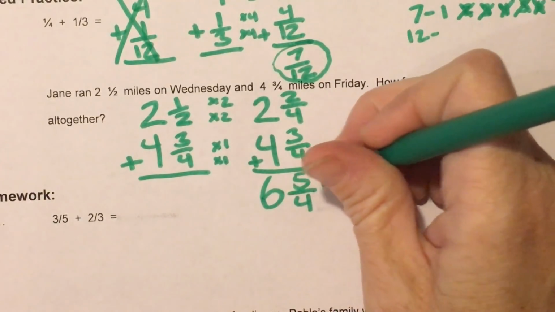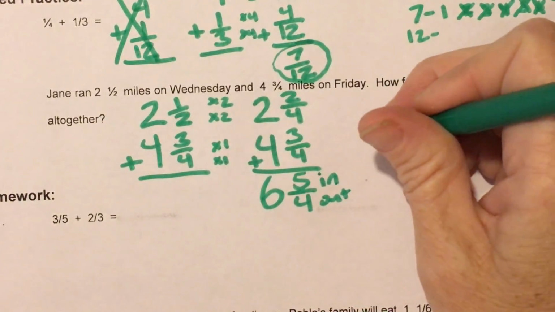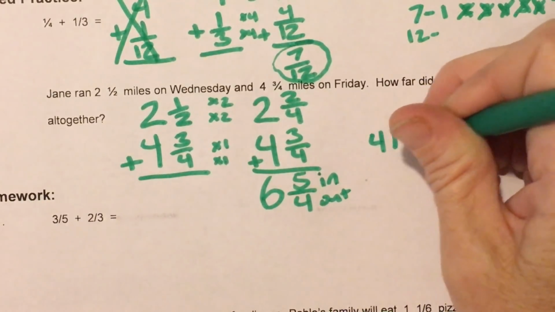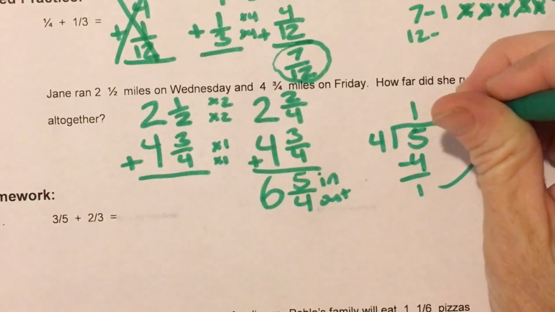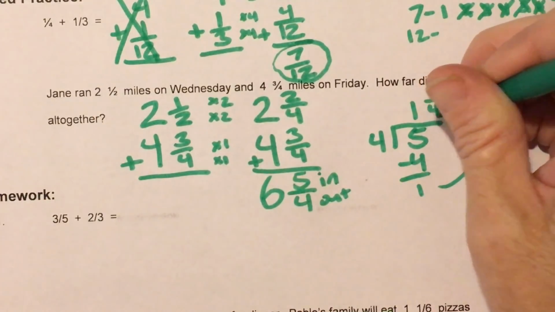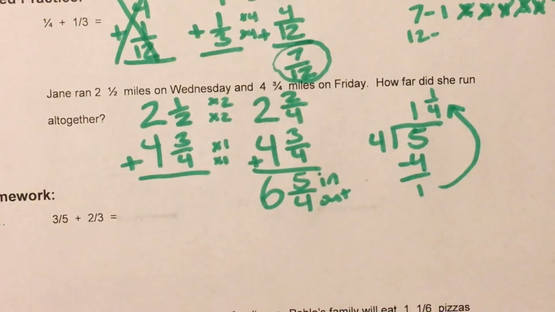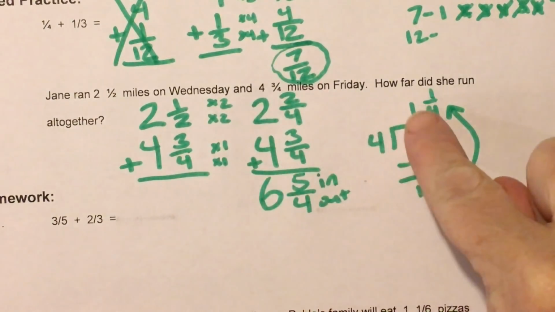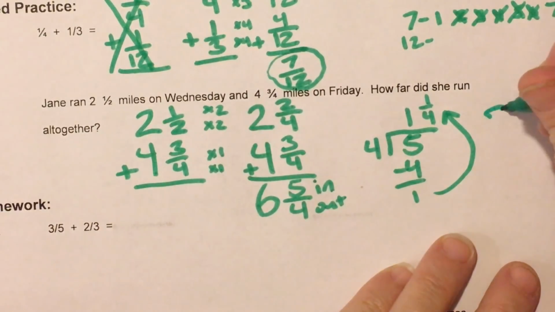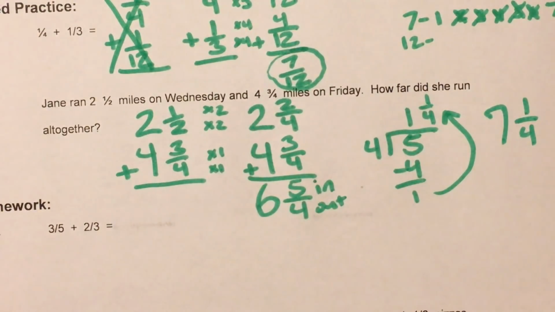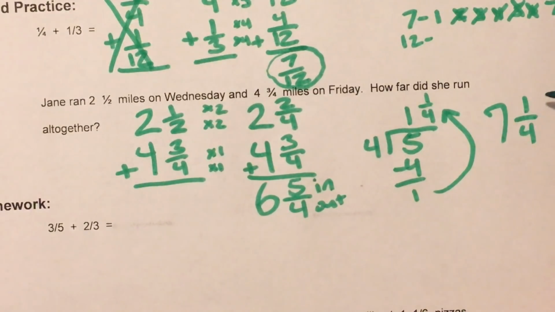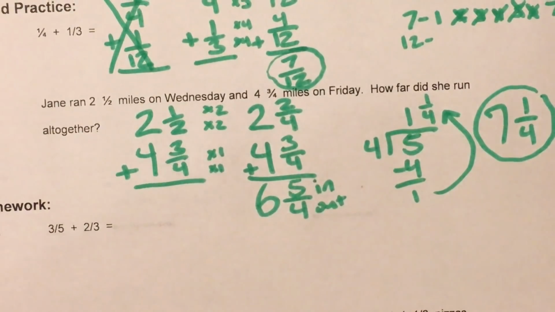And this is improper. So let's use in and out. So 4 can go into 5 once. And I'm getting 1 and 1/4. Okay, but remember, we can't forget about that 6. So it's 6 and 1 and 1/4. So it's really 7 and 1/4. Okay, I know that can't be simplified because you can't make 1 simpler. So my answer is 7 and 1/4 miles.